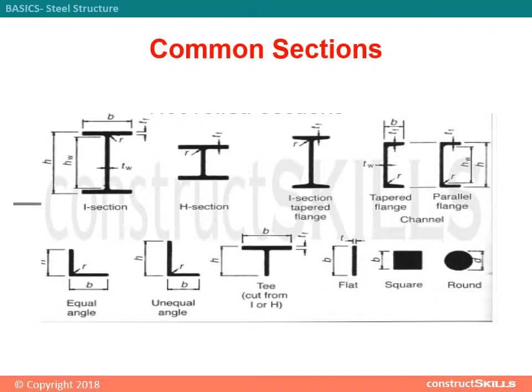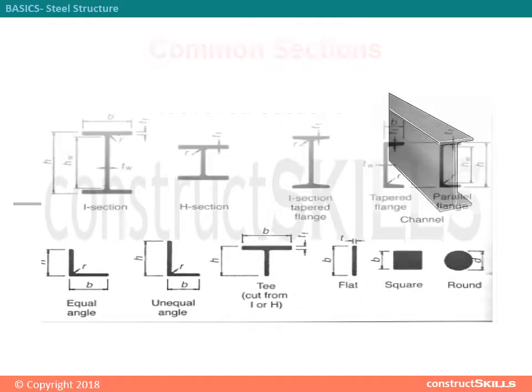Some common sections of steel. Here is an image showing some sections of steel like I section, H section, I section with tapered flange, channel section with tapered and parallel flange, L section with equal angle and unequal angle, T section which could also be made by the cutting of I or H section, flat section, square section, and round section.